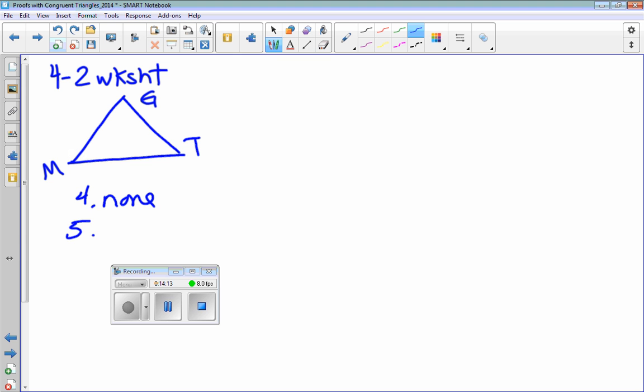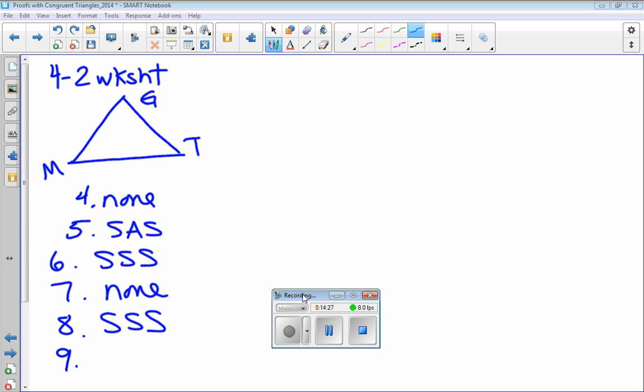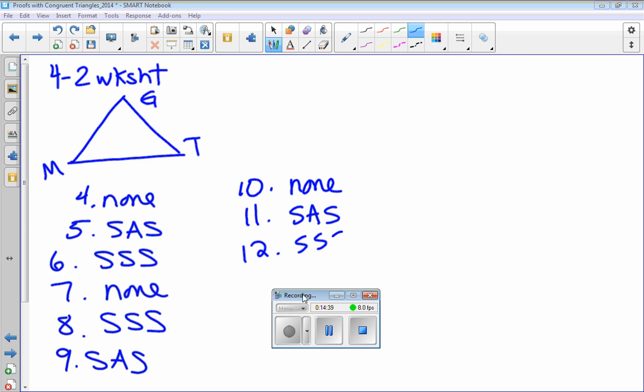Number 4 is none. Number 5 is side-angle-side. Number 6 is side-side-side. Number 7 is none. Number 8 is side-side-side. Number 9 is side-angle-side. Number 10 was none. Number 11 was side-angle-side. And number 12 was side-side-side. Any of those? Let's go with that.